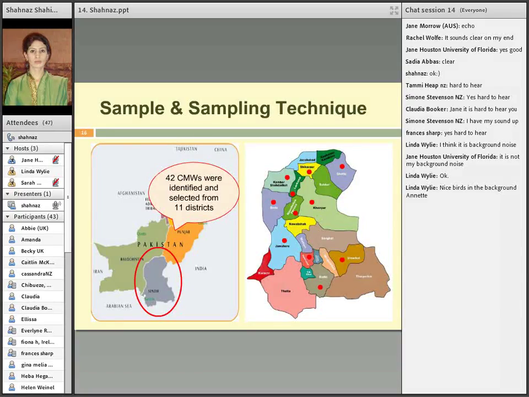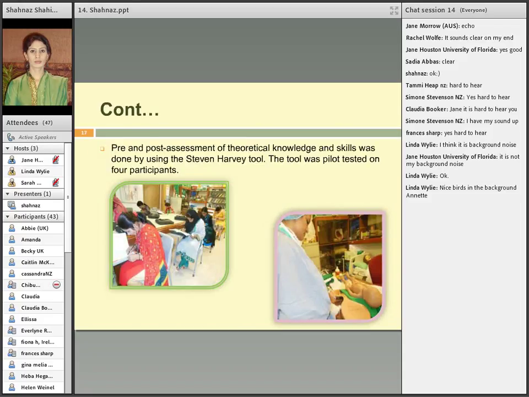For the sampling, as you see, there is the map of Pakistan and a circle showing Sindh. 42 community midwives were identified and selected from 11 districts of Sindh. You can see on the side the map of Sindh, and there are small circles in the districts from where participants were recruited. So it's almost spread all over Sindh.